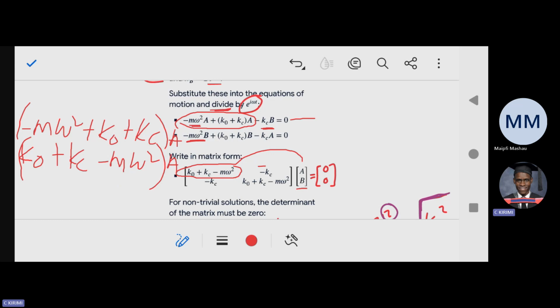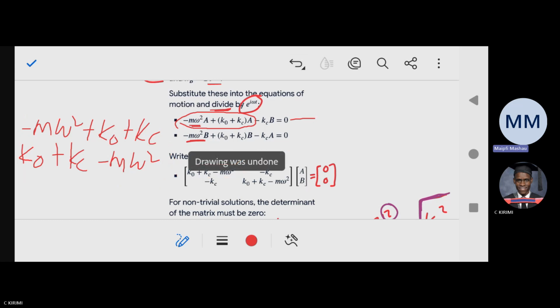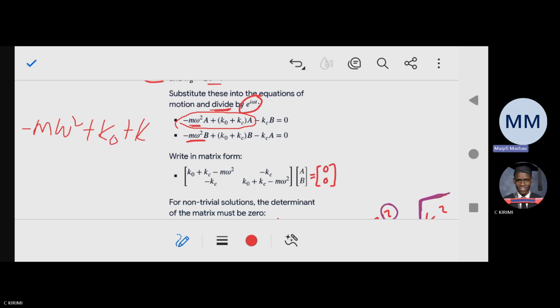So two matrices, the first one must give you an answer which equals 0. So this is the other matrix on the right-hand side. It equals 0, 0, for both equations. Then what is happening there on the equation in the matrix? You wrote K naught plus KC minus omega squared. At the bottom you wrote negative KC.